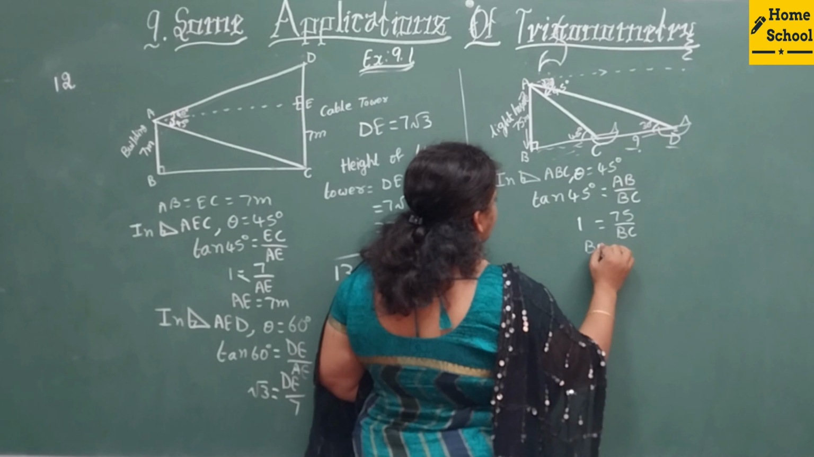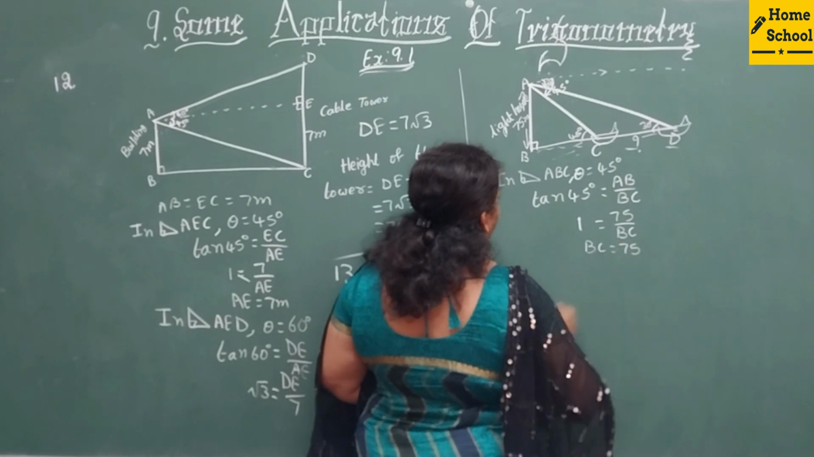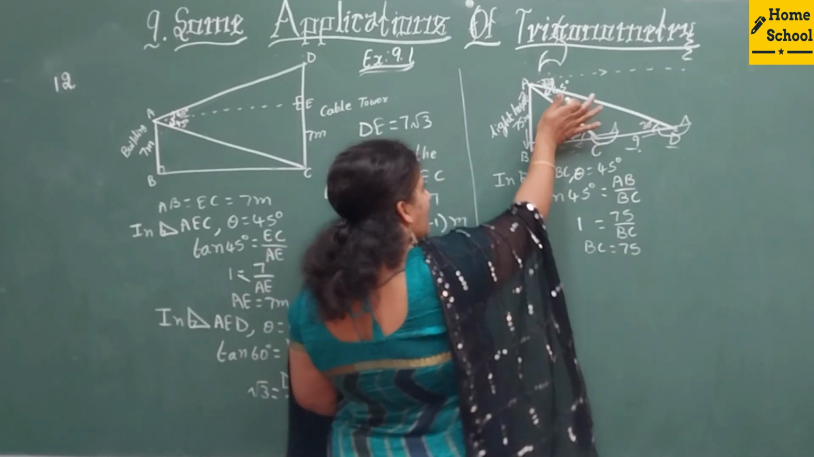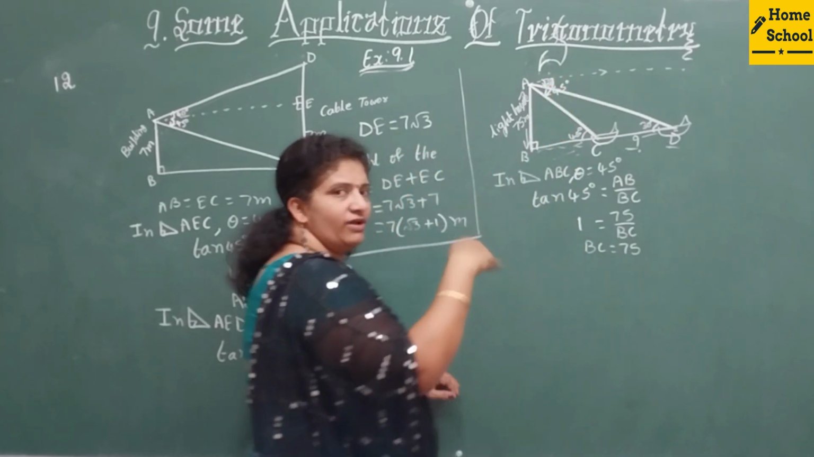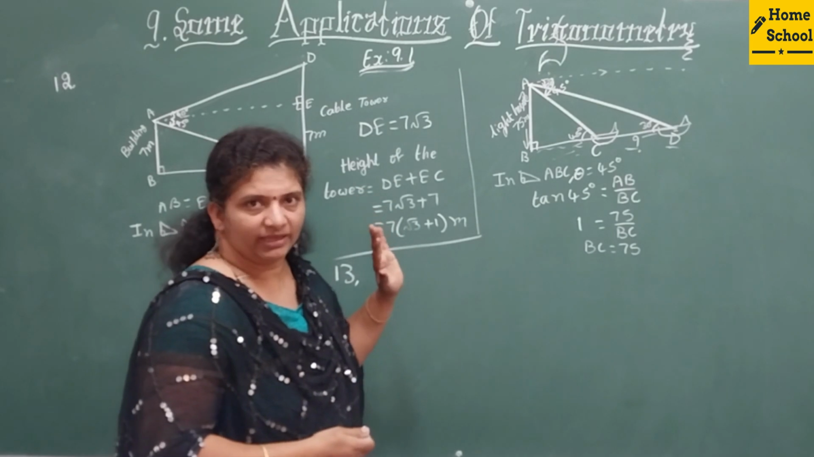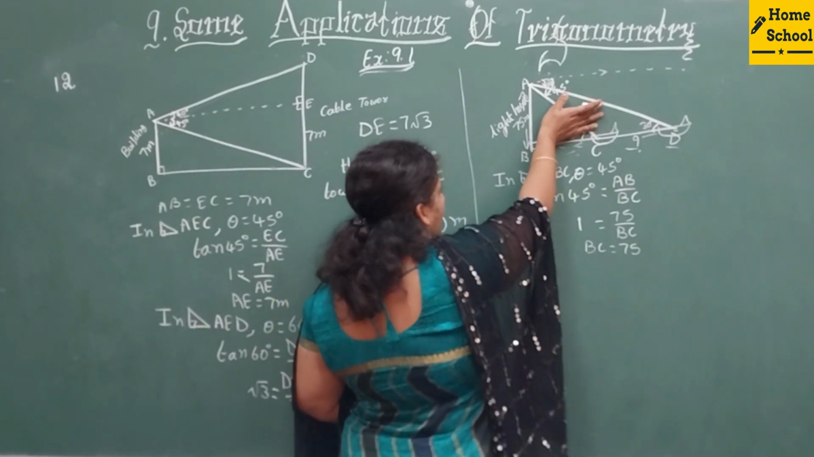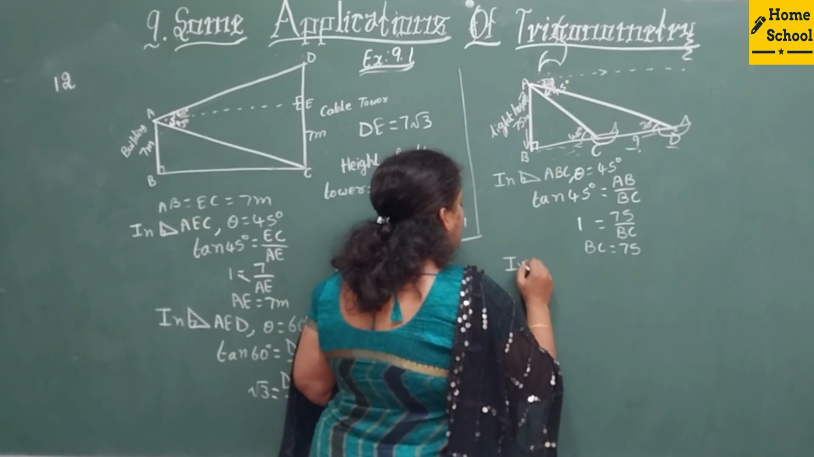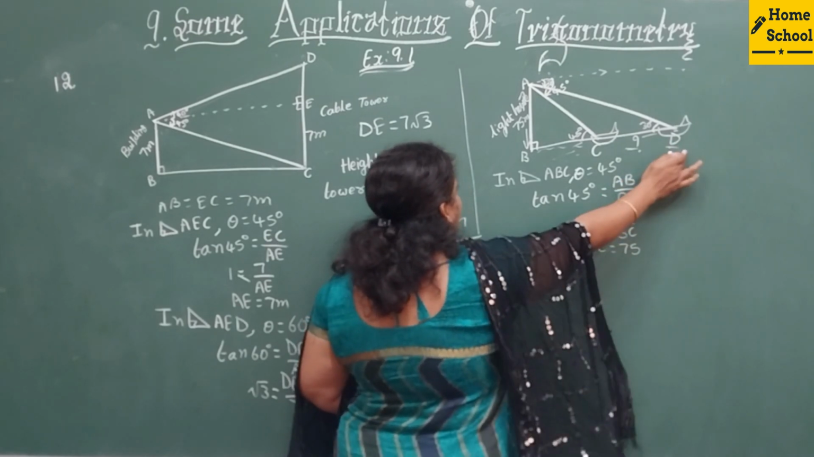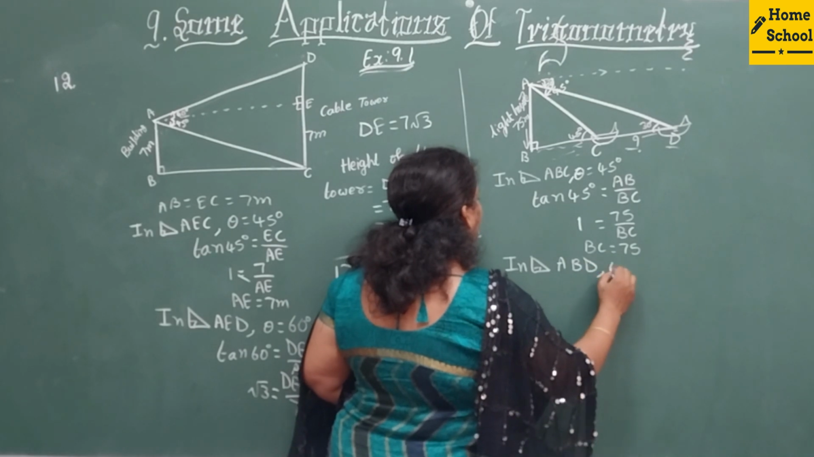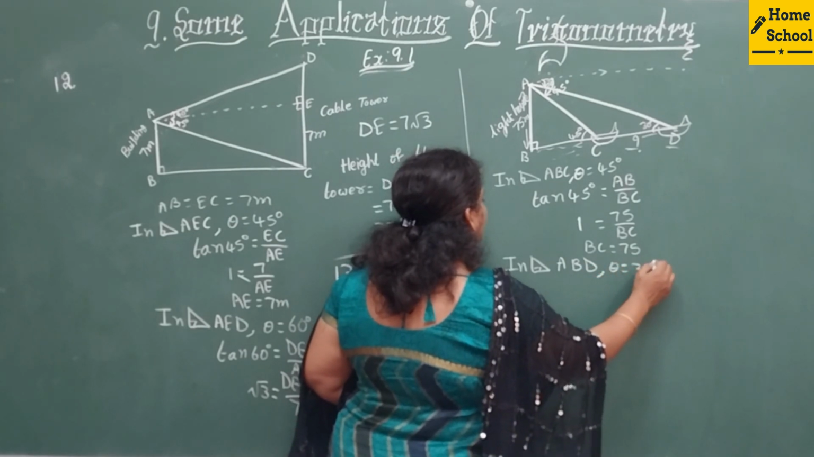So BC is equal to 75. Right. Now next, take another big right triangle, after converting the depression angle into elevation, no need of considering the above angle. Now consider another big right triangle. In right triangle ABD, theta value is 30 degree.